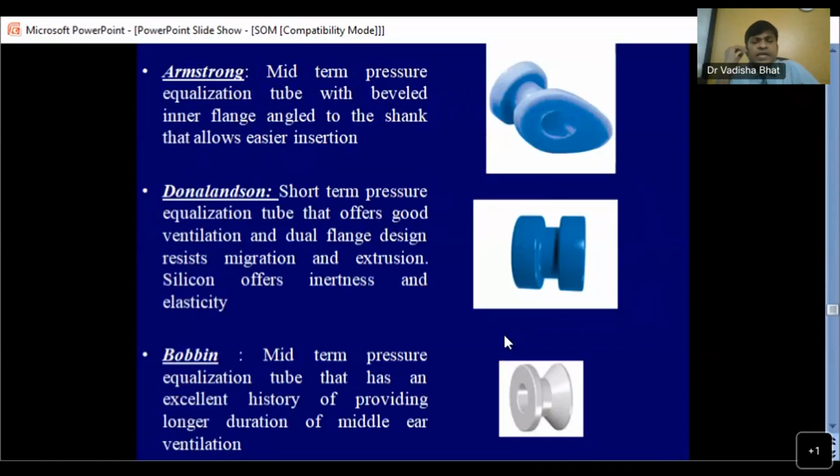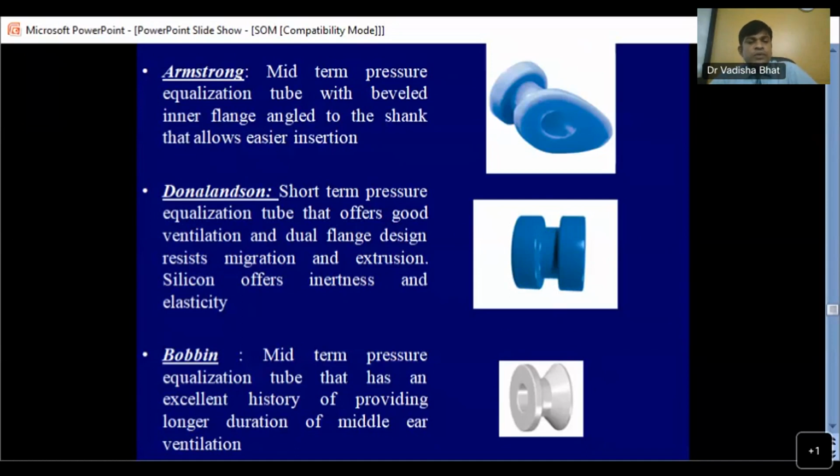Now, just to mention a few of the ventilation tubes, the grommets. We have the Armstrong tube, which is a mid-term pressure equalization tube with a beveled inner flange angled to the shaft, and the bevel helps in easier insertion. We have Donaldson, which is a short-term pressure tube that offers good ventilation and a dual flange design, and this resists migration. It is made of silicone, which is inert, and it is elastic also.